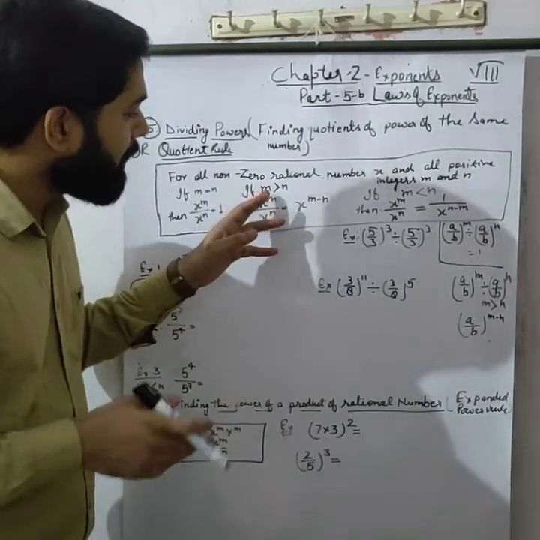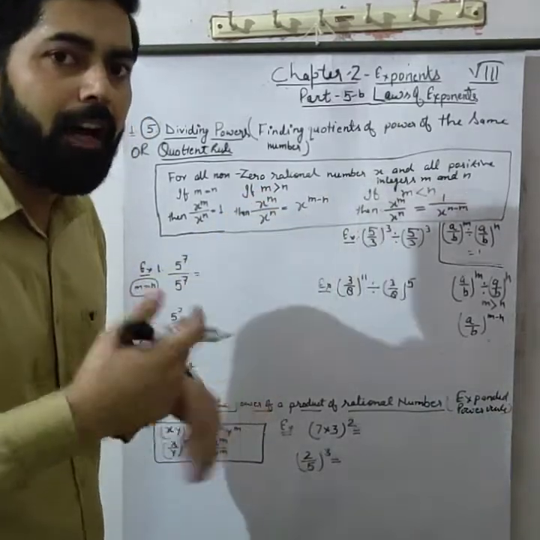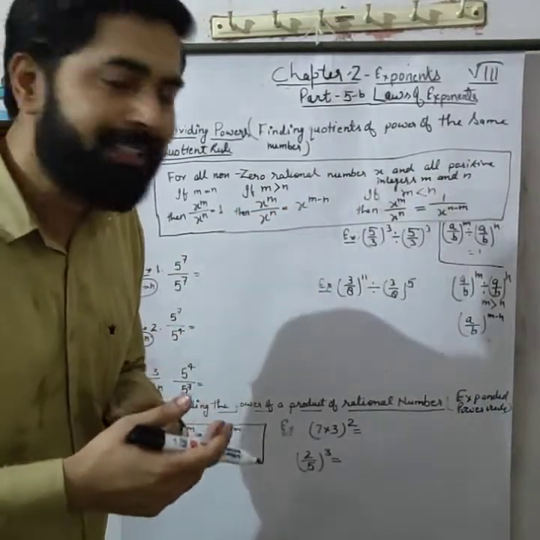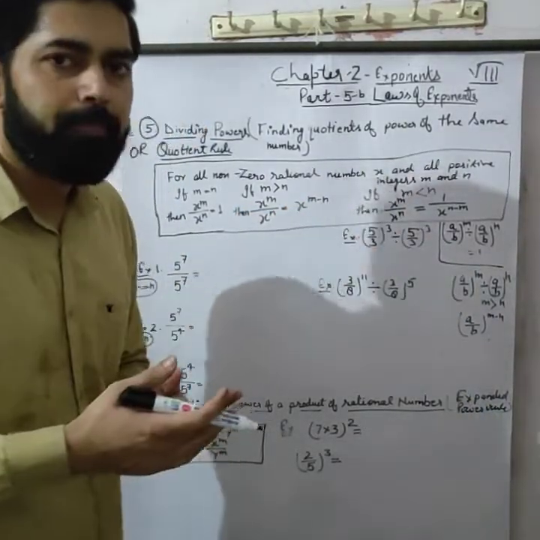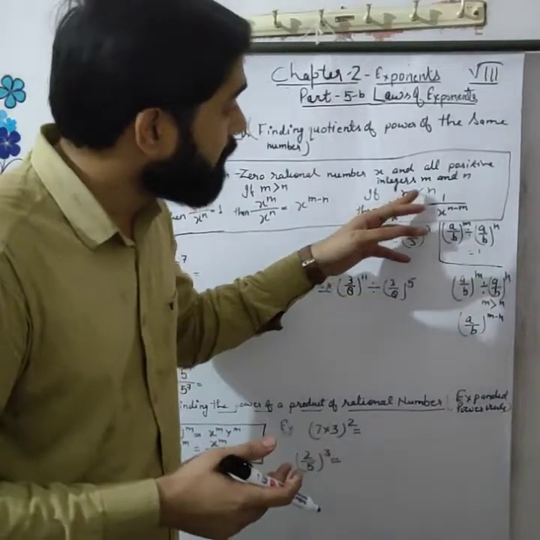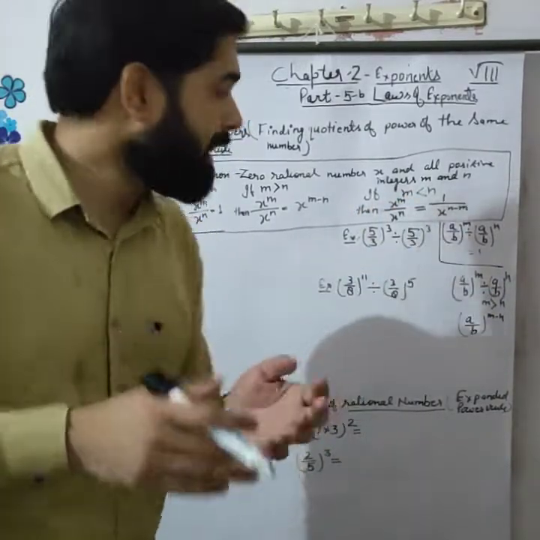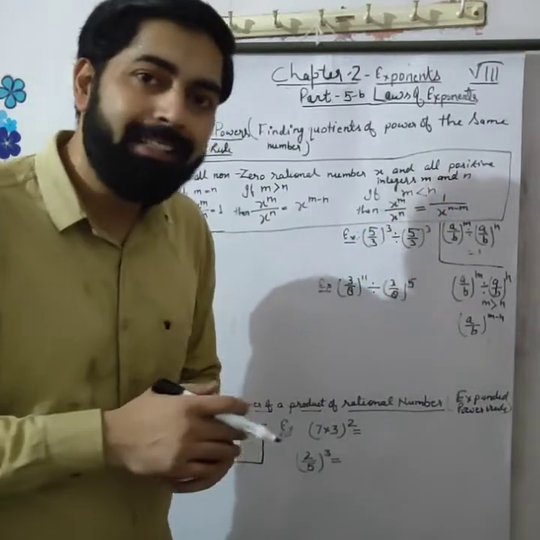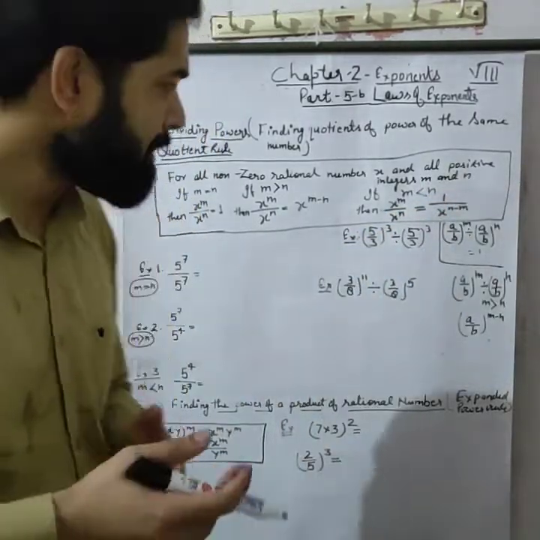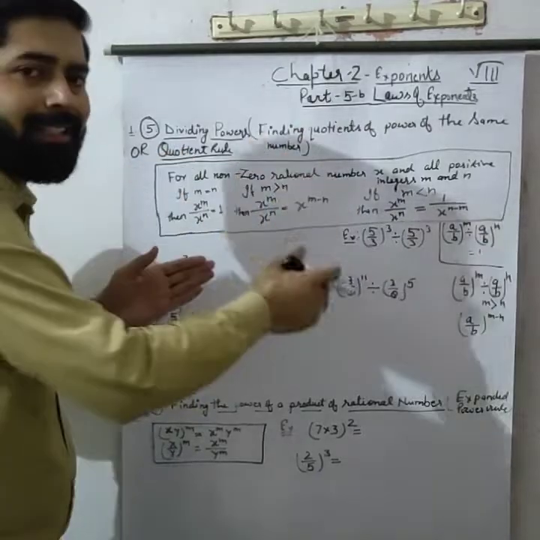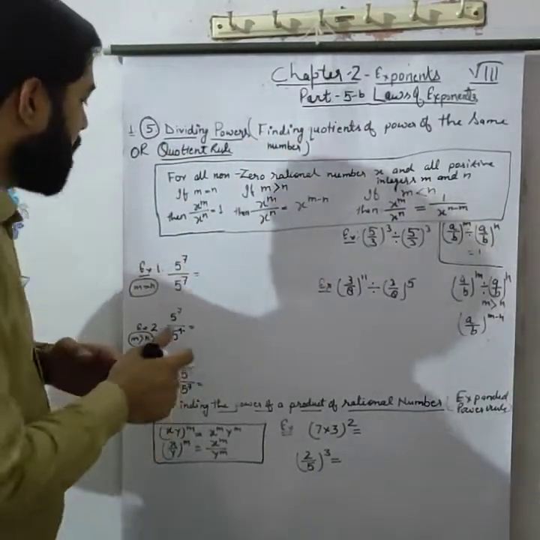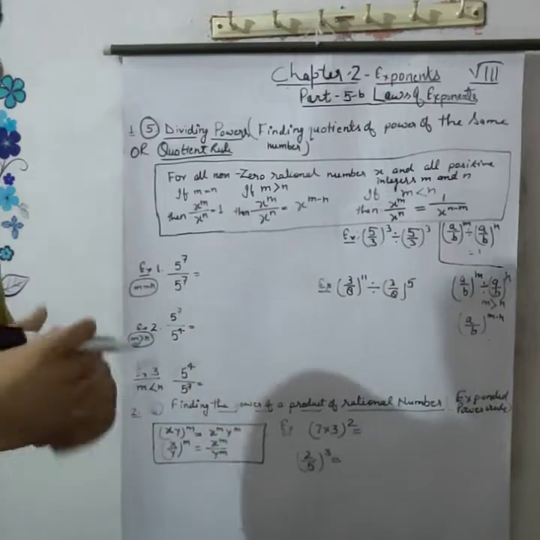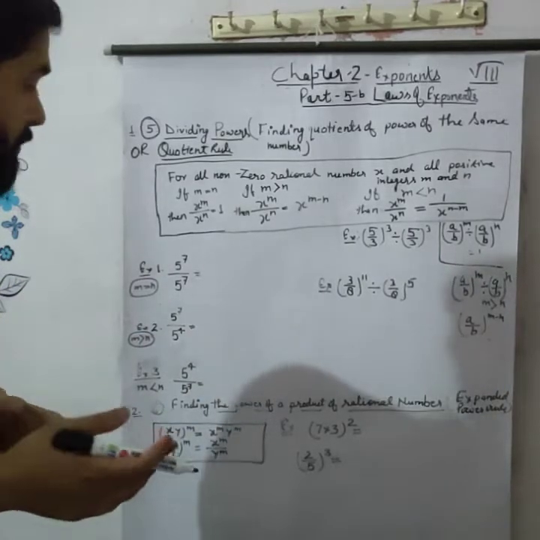Now second, when m is greater than n, how can we write the value? The value will be x raised to the power m minus n. And when m is less than n, then the value will be 1 upon x raised to the power n minus m. On these three conditions we have some examples, and now look how we can solve these types of questions.